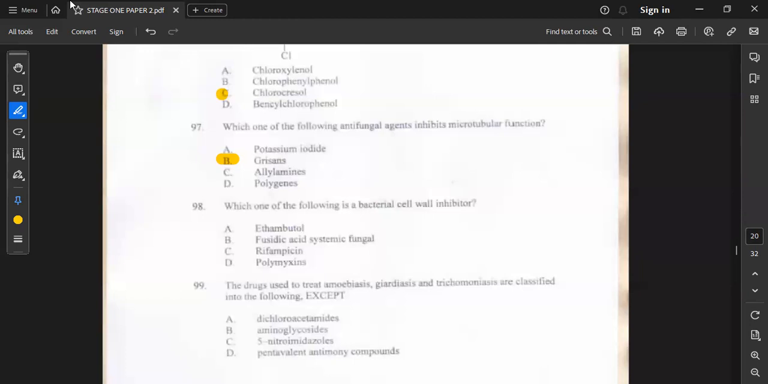Don't know if it's mentioned that it's also used for vaginal candidiasis. Yeah, fluconazole for vaginal candidiasis, and even clotrimazole, the pessaries. So we can move on.